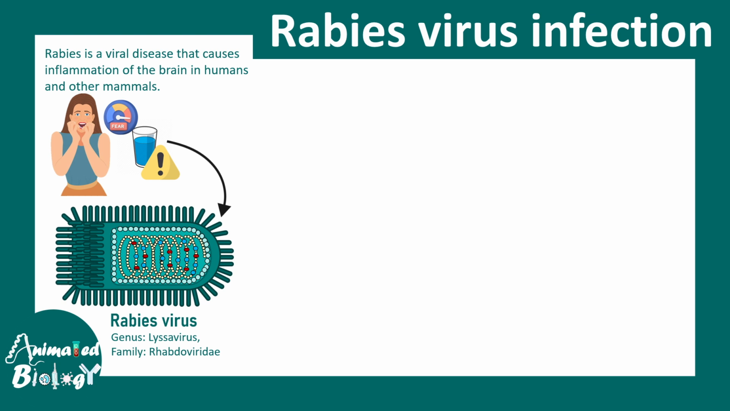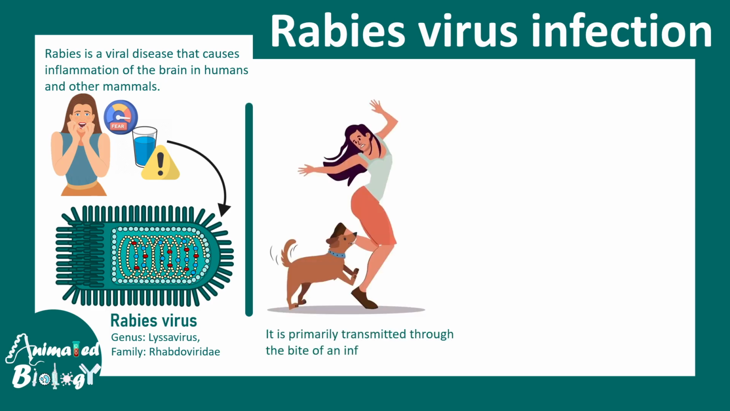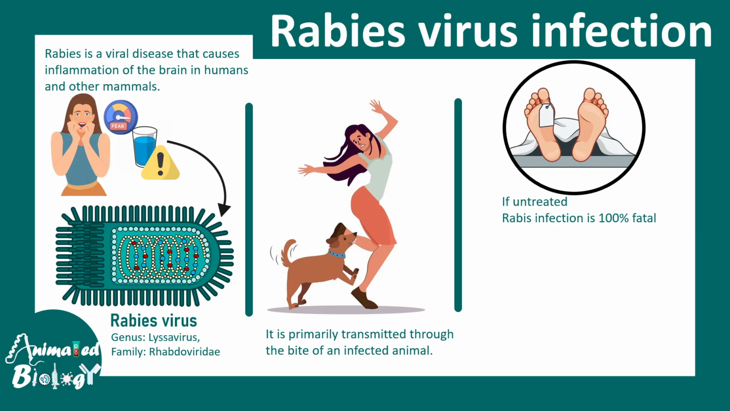So it's kind of like a bullet-shaped virus. And it's primarily transmitted through the bite of infected animals, such as the bite of a dog who is already infected with this virus. And if untreated and proper care is not taken in time, then rabies infection has a 100% fatality rate. It's quite deadly, several times more deadly than SARS-CoV-2.